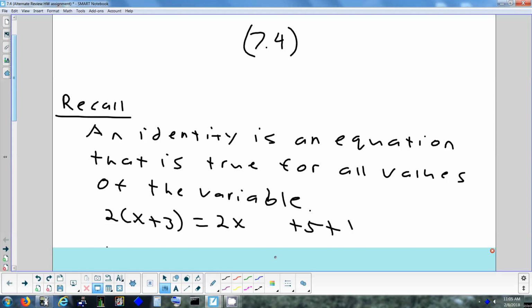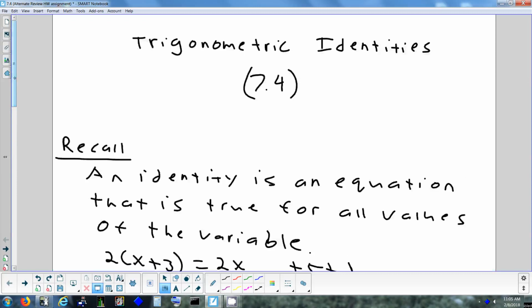If I put that on an Algebra 1 test and said solve, on the left-hand side you start doing your distributive property. Right-hand side, you combine like terms, and then all of a sudden you have the same thing on the left and on the right. That means this equation is an identity. No matter what value you pick for x, it's always true, because you have the exact same thing on both sides. We're going to look at identities, basically things that have the exact same thing on both sides, but it's going to be written as trig.